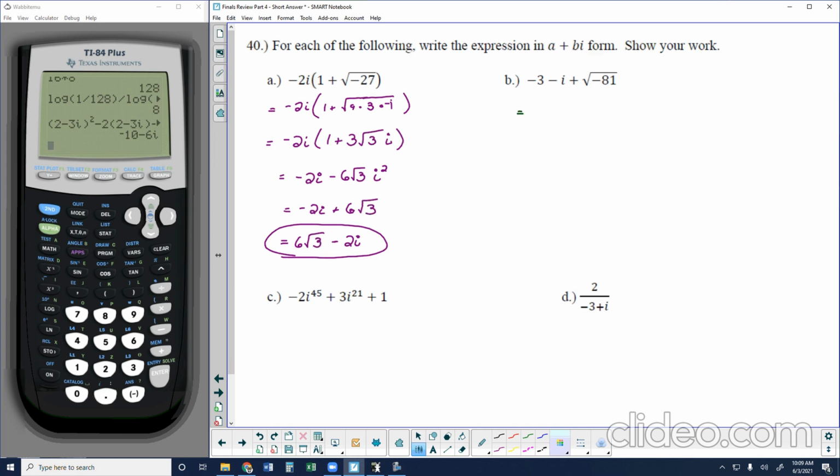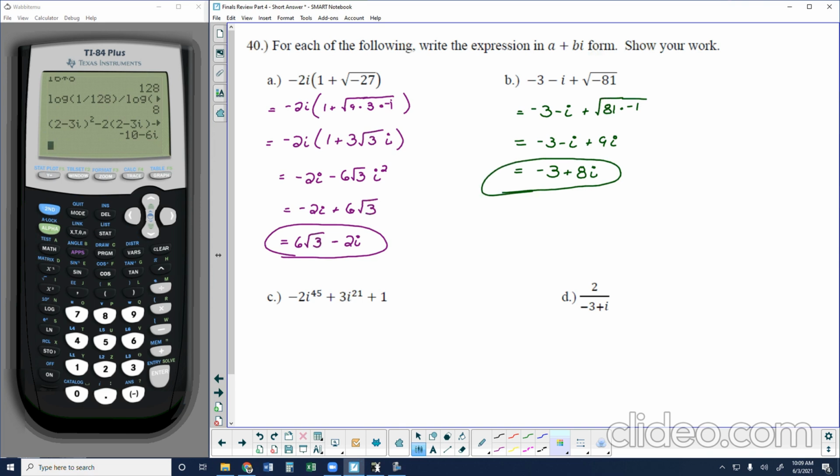So I'm going to simplify this. I'm going to first take a look at the root and see that this root can be simplified into 81 times negative 1. I left it as 81 because you can take the square root of 81. This would be 9. And the square root of negative 1 would be i. Now I can combine my i's, so I'd have negative 3 plus 8i.